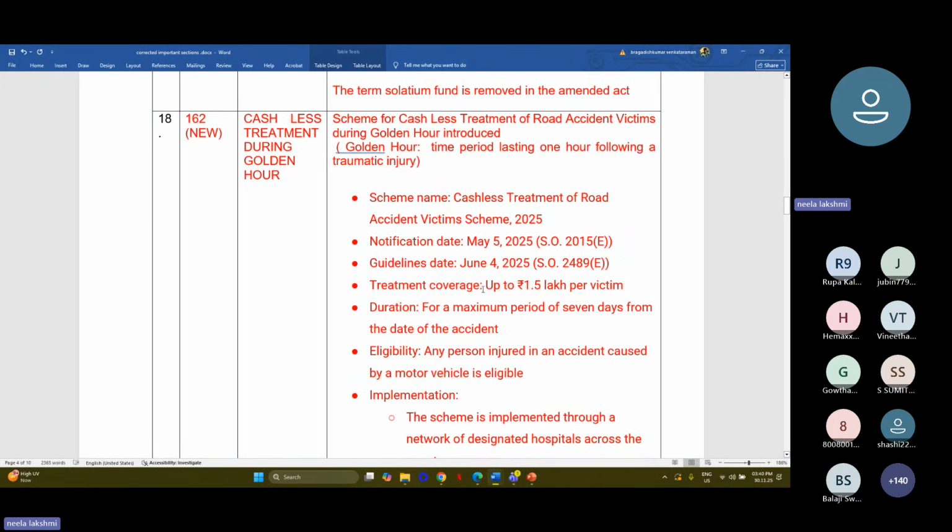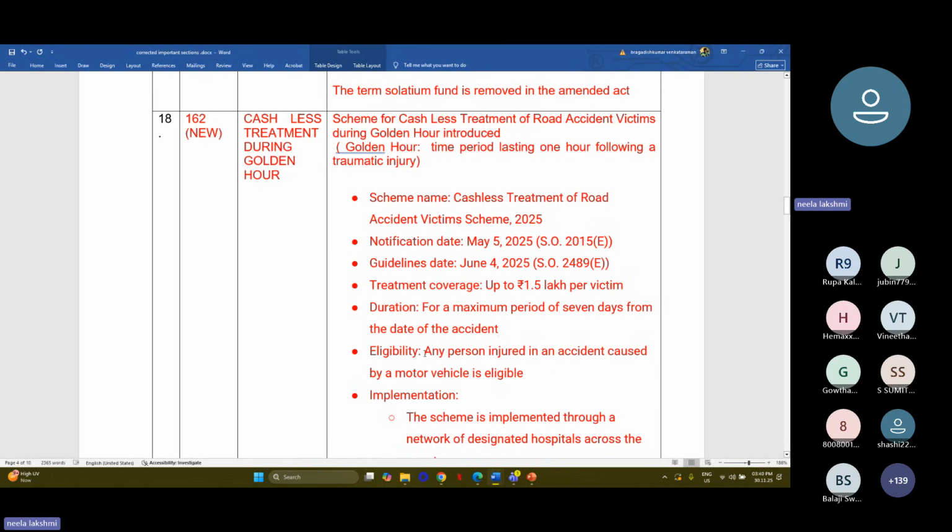Treatment coverage: those who are eligible for this cashless treatment during the golden hour are covered up to 1.5 lakhs per victim. Okay, per victim. Duration is a fixed period of 7 days from the date of accident. It is applicable only up to 7 days from the date of accident. Amount is 1.5 lakhs. Period is 7 days from the date of accident.